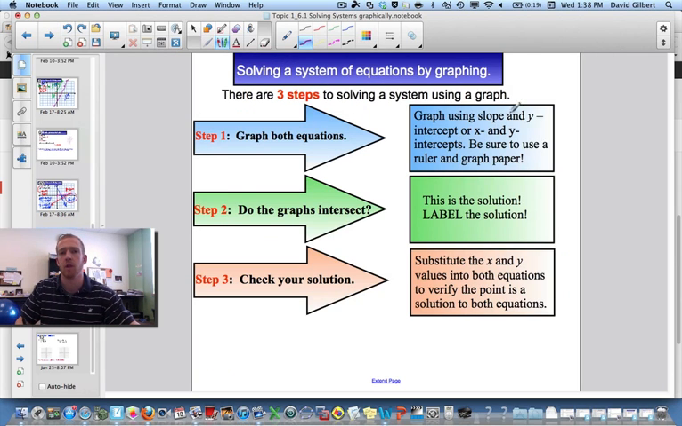So I believe this is blank on yours, and what you should do is pause this, copy it down, and this is your steps. So you graph both, either using the slope and y-intercept or the intercepts. And then where they intersect, that's a solution. Make sure you label it. And then make sure you always check your answer.